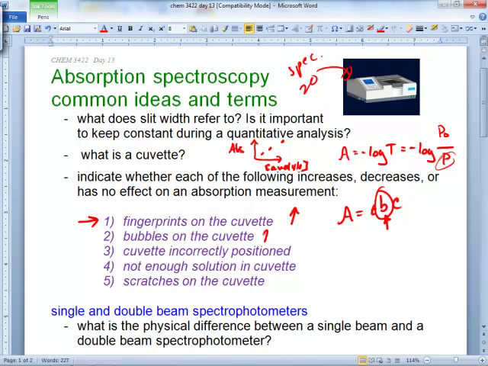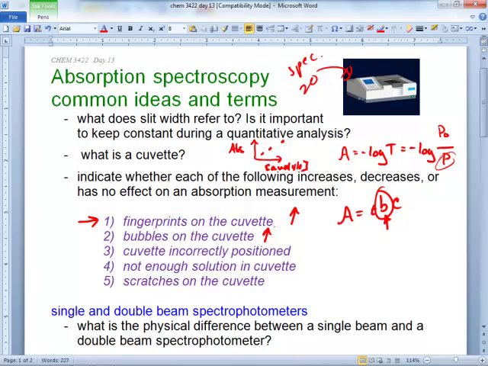The cuvette is incorrectly positioned. Okay, how would you give him the cuvette? There's one side that's more transparent than the other, though. Does it have a little... one side's dull and one side's shiny. Okay. It's incorrectly positioned.